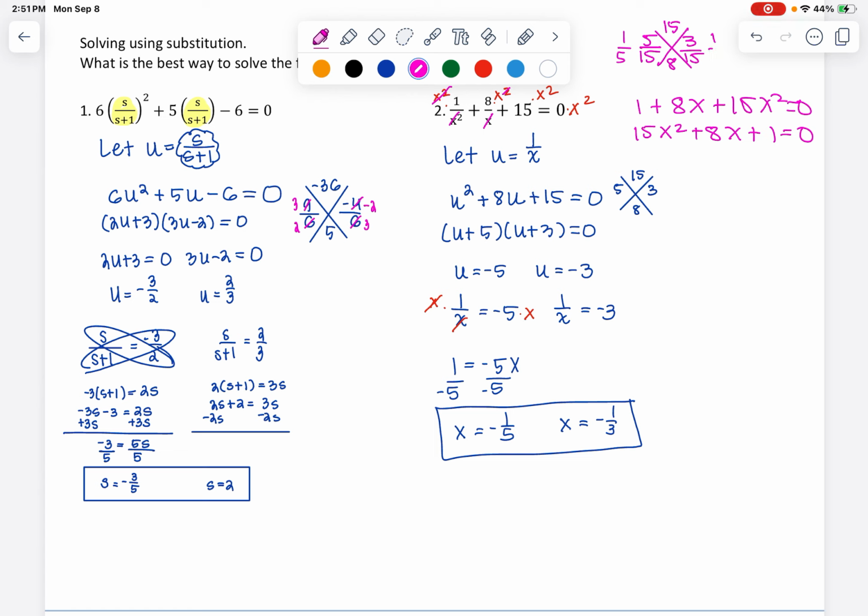That's 1/3. So 5 goes in there once, 5 goes in there 3 times, 3 goes in there once, 3 goes in there 5 times. So that's 3x plus 1 times 5x plus 1. Set each factor equal to 0 and solve, and you get -1/3 and -1/5. So whatever floats your boat with that. Okay. All right. Hope that helps, and let me know if you have questions.